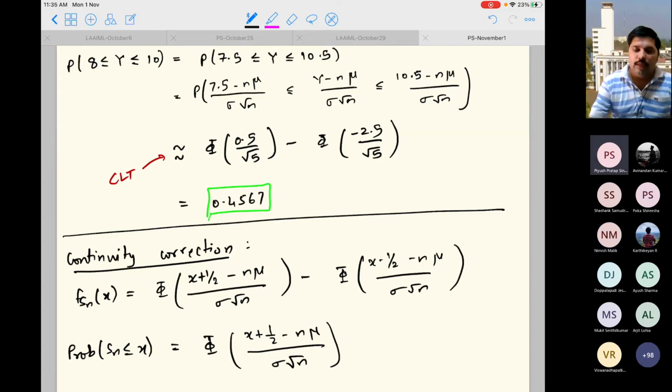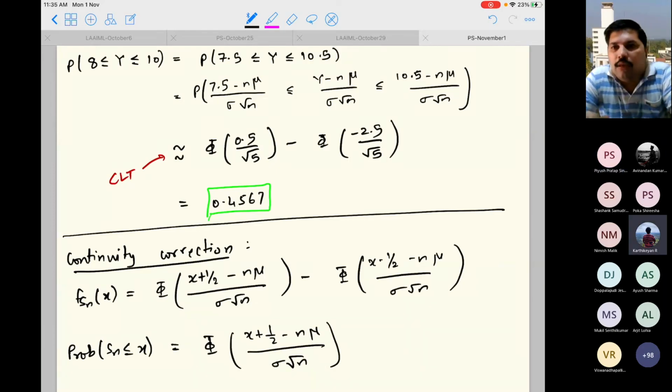Excuse me, yes sir. Yes, Piyush. Sir, can you please again explain this continuity correction?